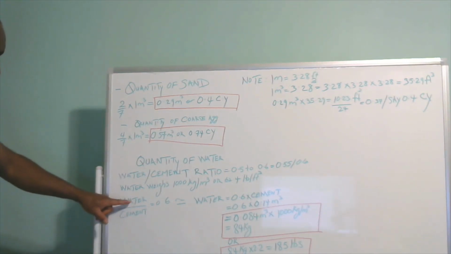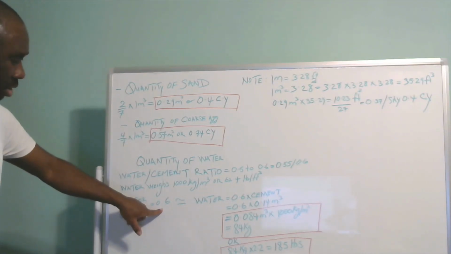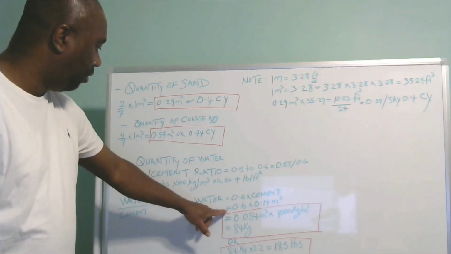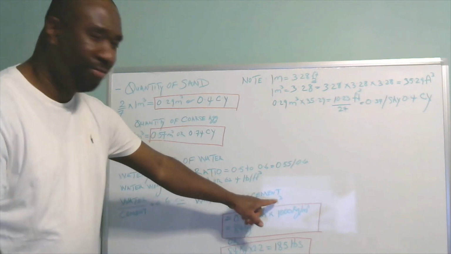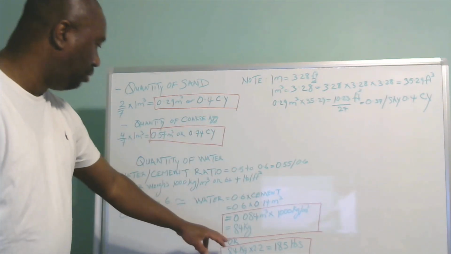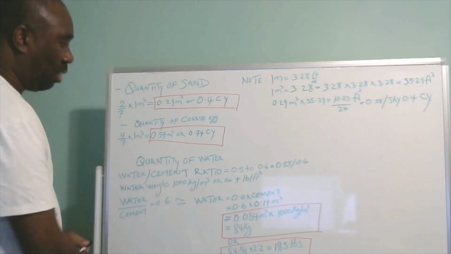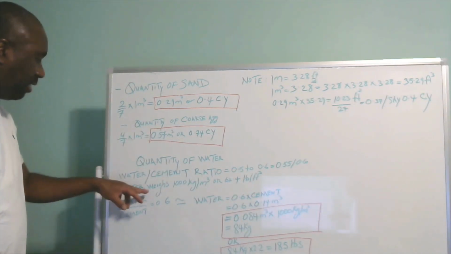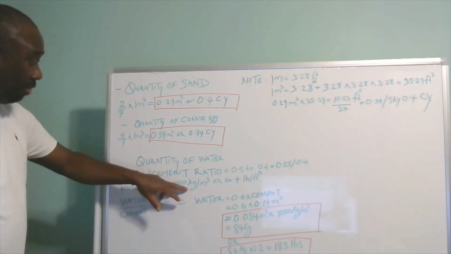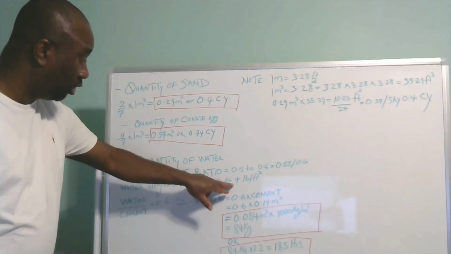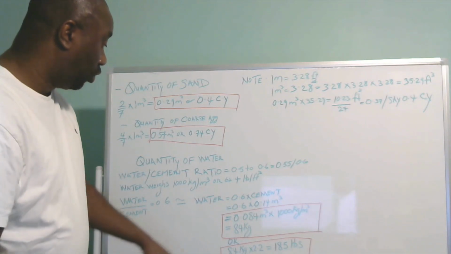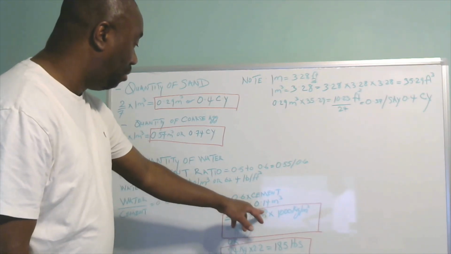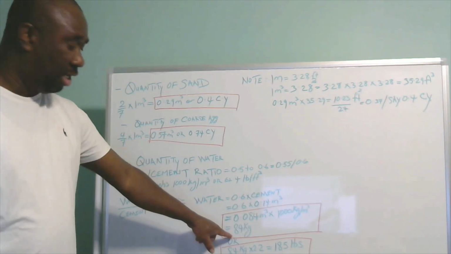So what we need to do now is to calculate the water. The water over the cement is going to equal 0.6. Therefore the water is going to be equal to 0.6 times your cement, which is 0.6 times 0.14 meter cube, as we have worked out previously, and that comes to 0.084 meter cube. The reason why we times this 0.084 meter cube by 1,000 kilograms is that the density of water, or the weight of water, is 1,000 kilograms per meter cube, or 62.4 pounds per cubic feet. So when we times that volume, 0.084 meter cube, by 1,000, we are getting 84 kilograms of water.